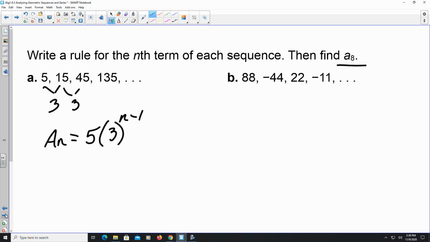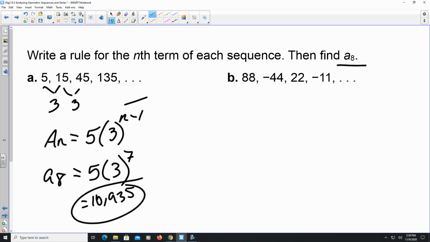The next thing they wanted you to do was find a sub 8. So to find a sub 8 in this case, it's going to be 5 times 3 raised to the 7th power, because 8 minus 1 is 7. 3 to the 7th power is 2187, times 5, I get 10,935. So here's my rule, and here's what my result would be at a sub 8.